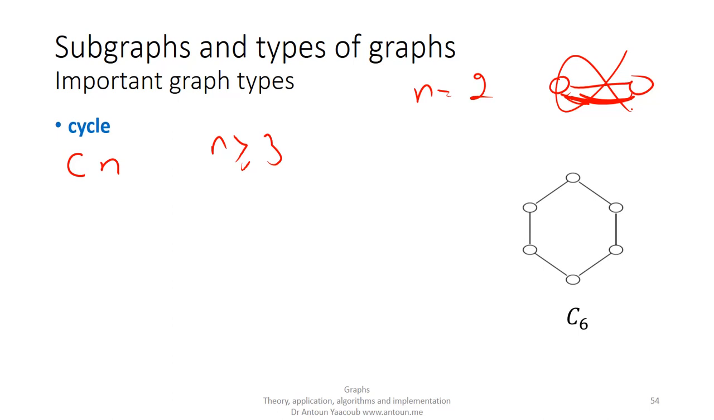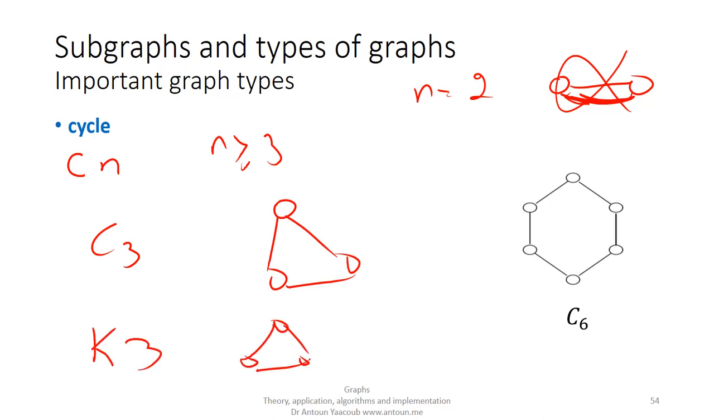If I want to draw C3, for example, C3 is like this. And if I want to draw K3, it's also the same. As you can see, C3 and K3 are the same graph. K3 is the complete graph, which is 2-regular, and C3 also is 2-regular. This is C6, and C6 also is 2-regular. All cycles are 2-regular over n vertices. Each vertex has 2 neighbors.